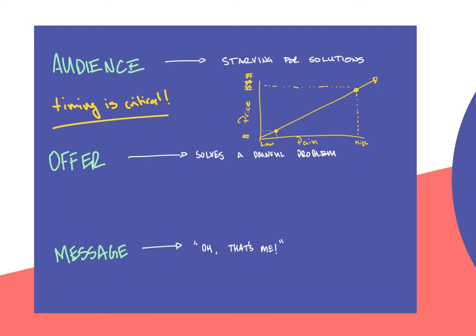The second thing is your offer, right? Now you know your audience, you have to give them an offer that will satisfy their want or need, all right? Now, I wrote here solves a painful problem. We kind of just talked about the importance of pain, right?